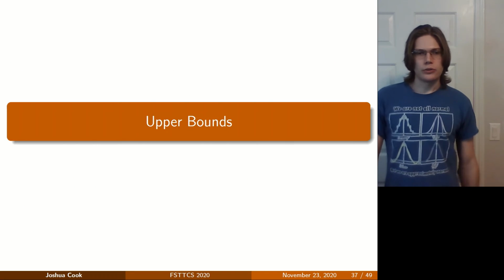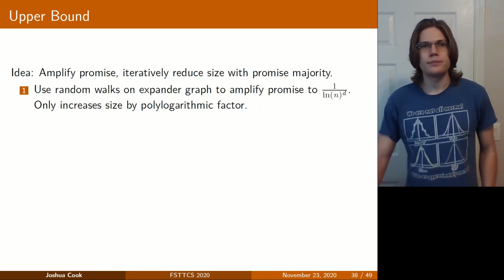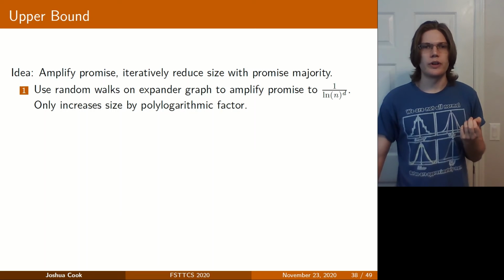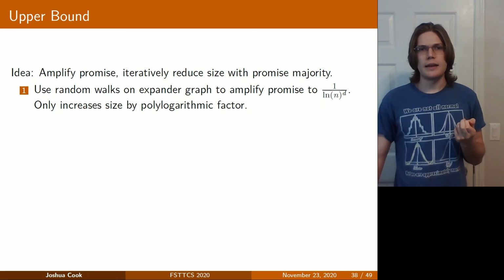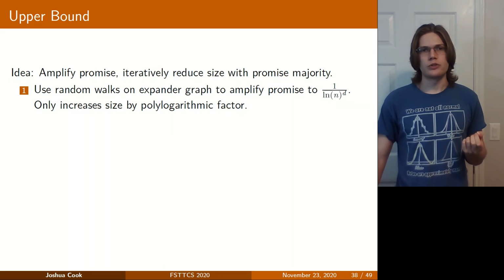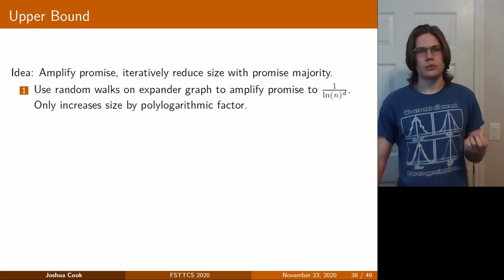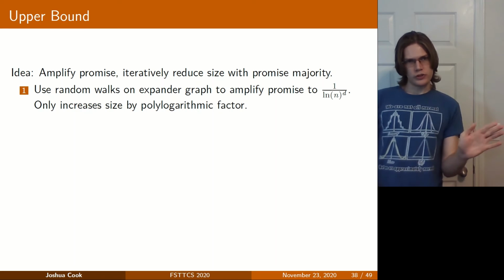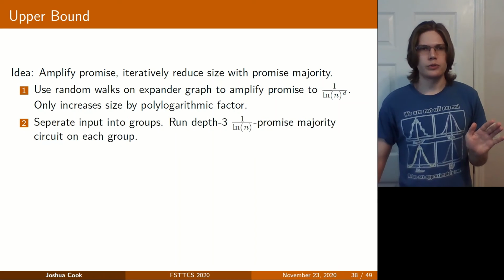Okay, now to briefly overview the upper bounds, the idea is that we're going to amplify the promise, and then iteratively reduce the size with promise majority. So we're going to use random walks on expander graphs to amplify the promise to 1 over log n over d. This only increases the size by polylogarithmic factors, which we're ignoring.